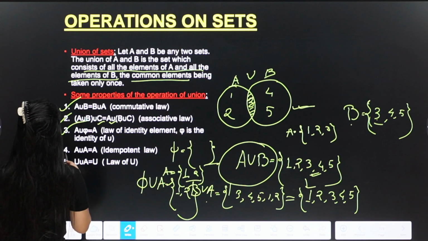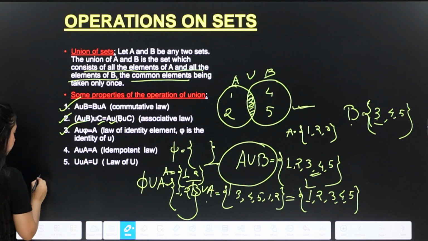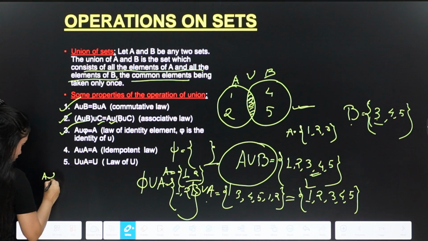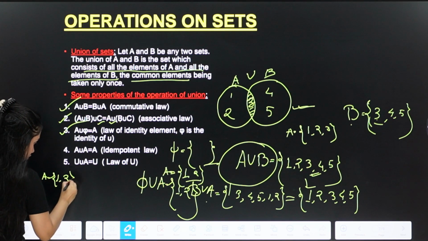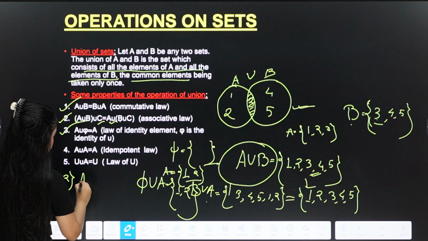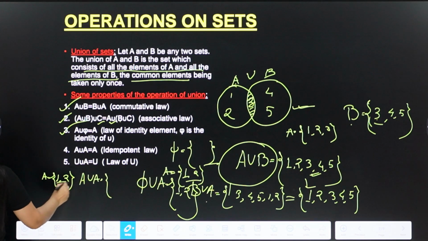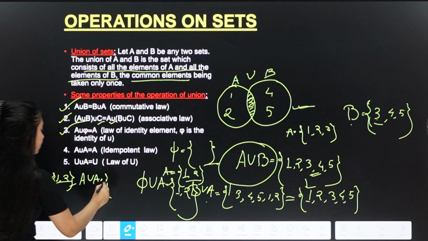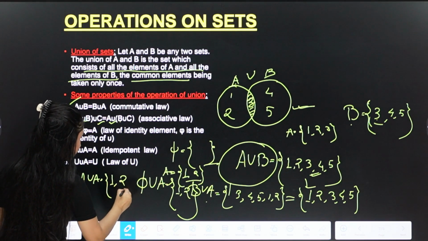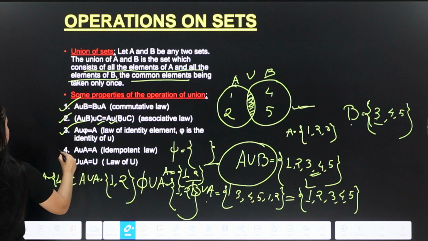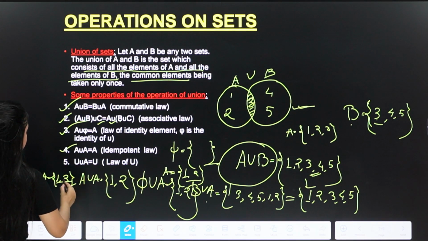And again, we have the fourth property, that is A union A. So if we take A as 1, 2, then A union A will be all the elements present in A and A. So what are the elements present in A and A? That is 1 and 2. Thus, the fourth property is also satisfied.